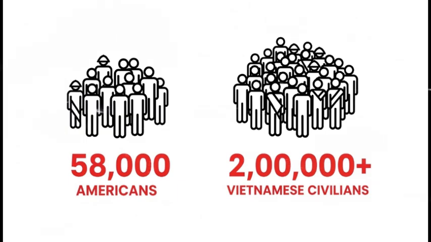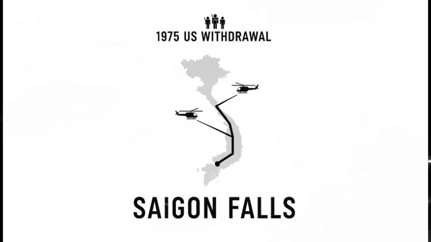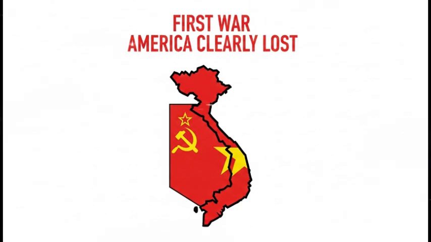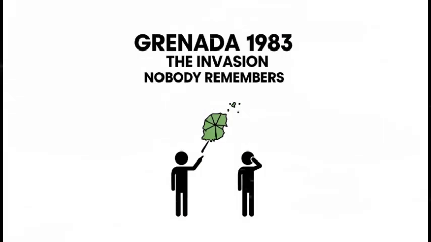Over 58,000 Americans died. Over 2 million Vietnamese civilians were killed. And in 1975 the United States withdrew. Saigon fell. Vietnam was reunified under communist rule. It was the first war America clearly lost. And it changed how the country thought about military intervention forever.